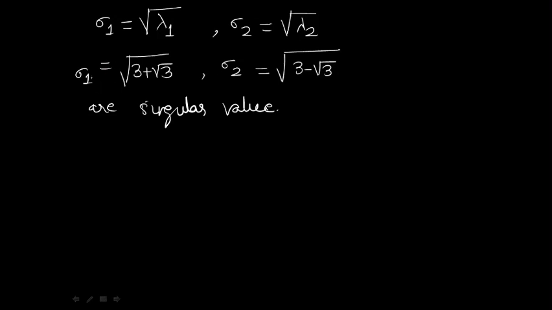So I am getting here sigma 1 is the largest one, sigma 2 is smaller than that. So like this we get two singular values. I hope the concept is clear to all. Now let's see one more example here.